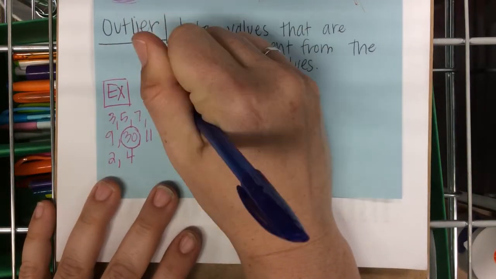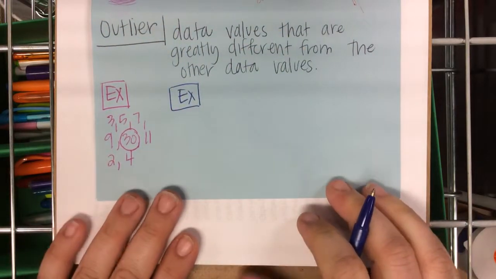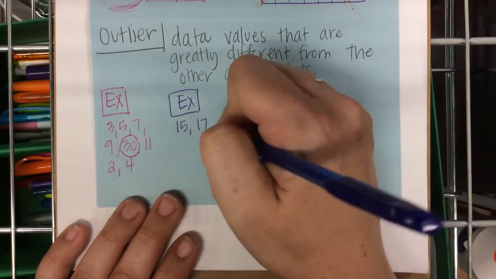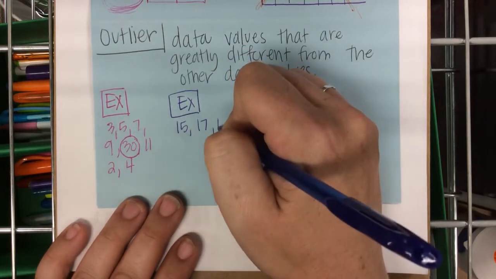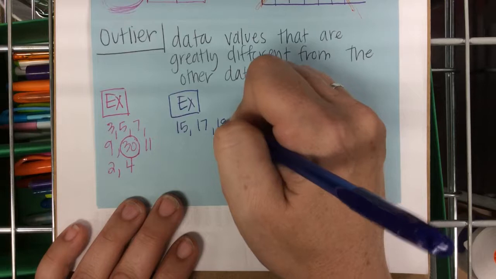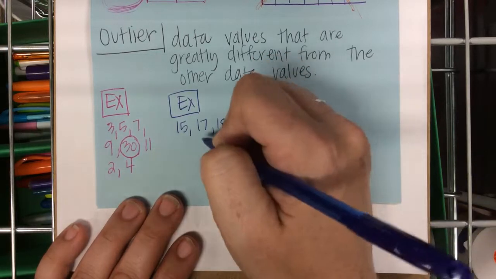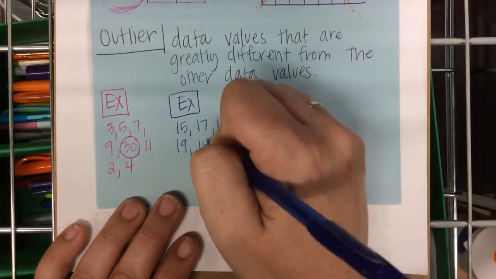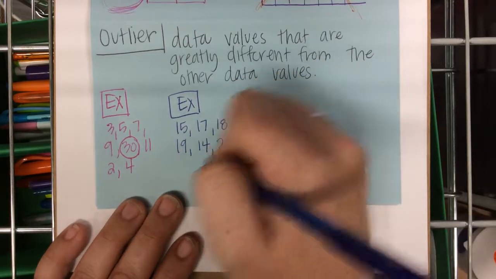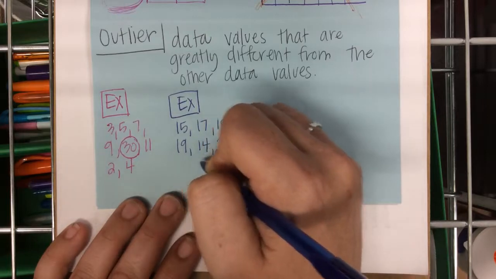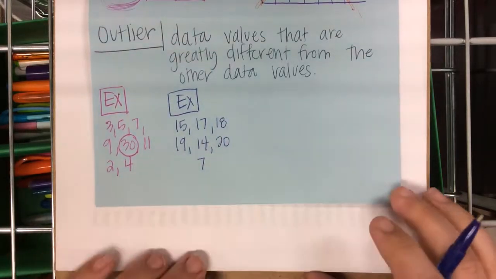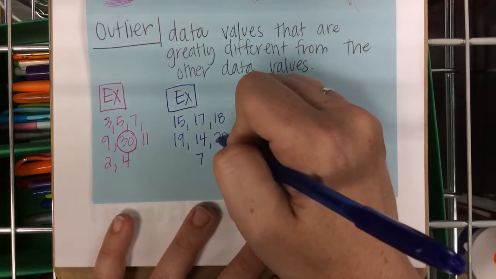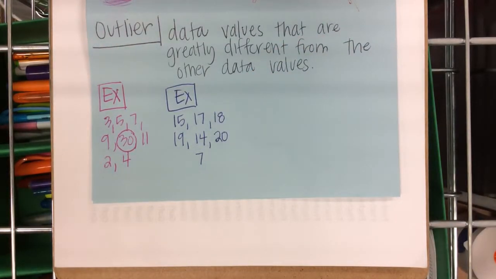Try example 2. 15, 17, 18, 19, 14, 20, and 7. Is there an outlier here?